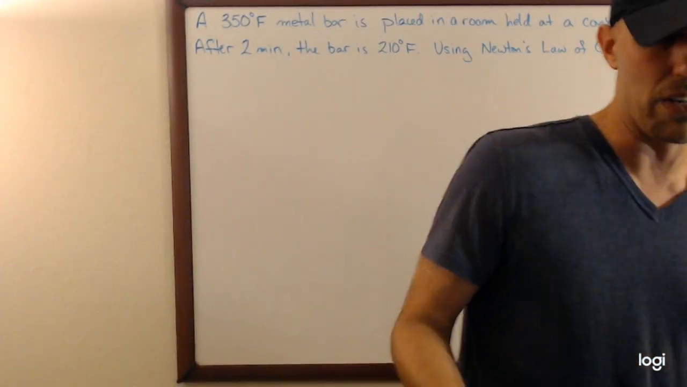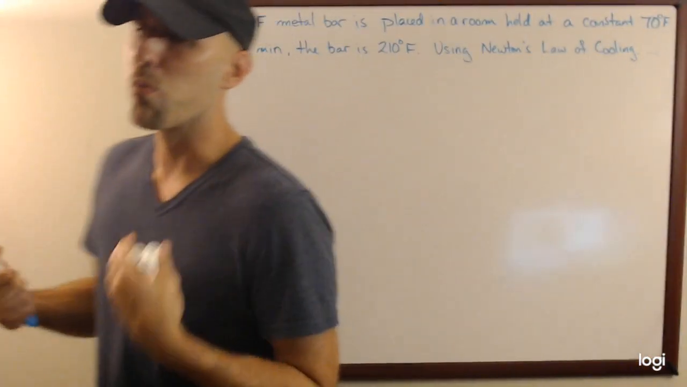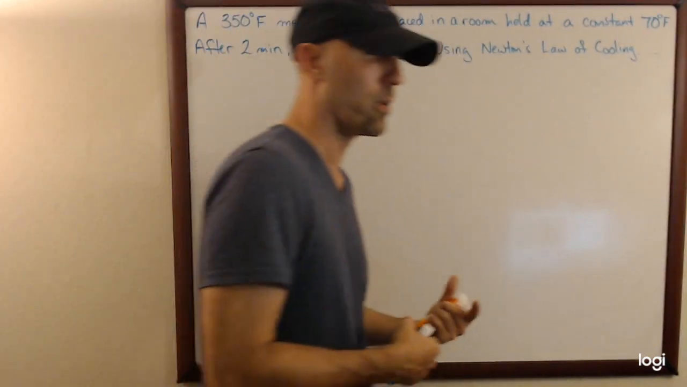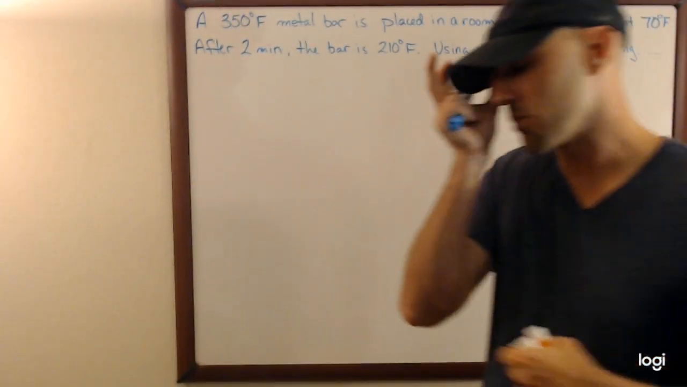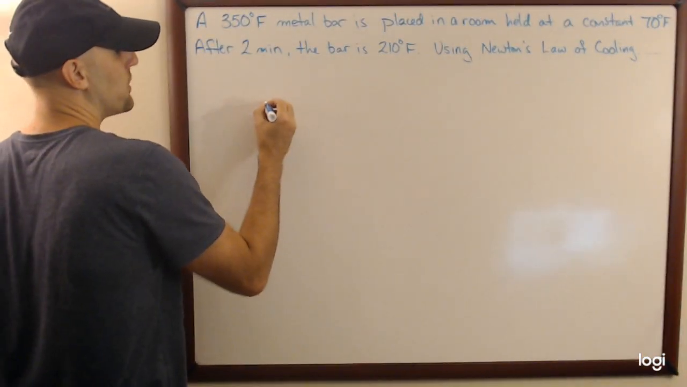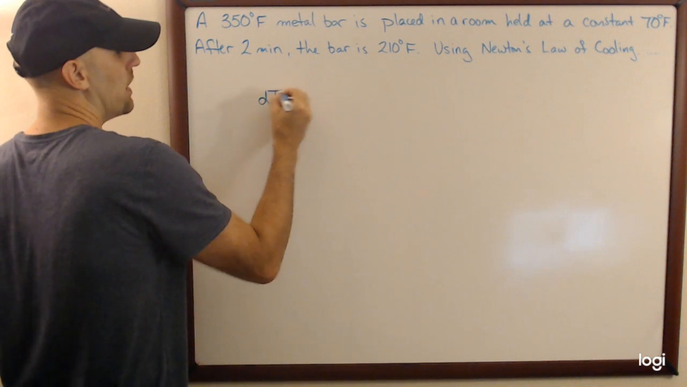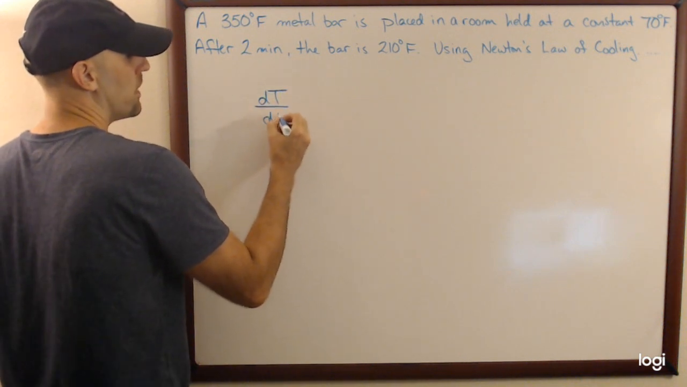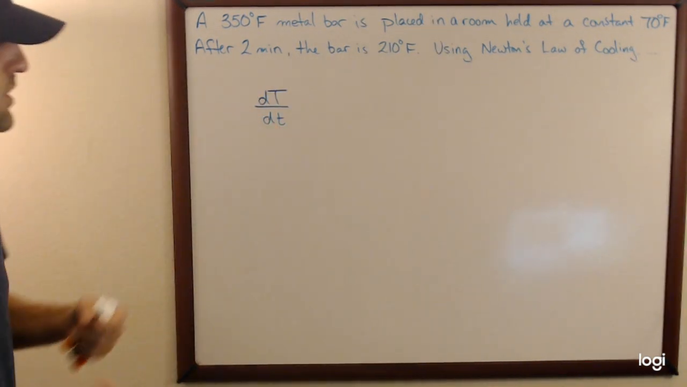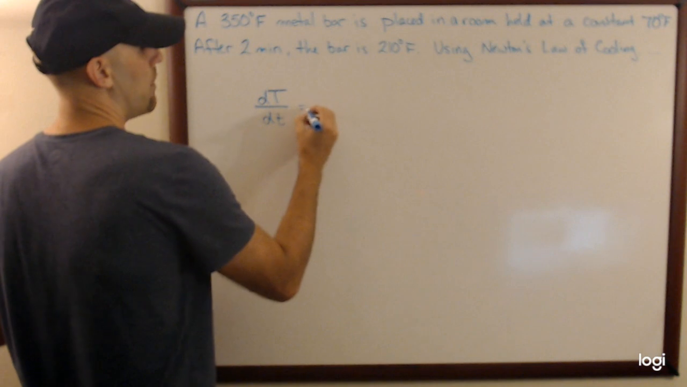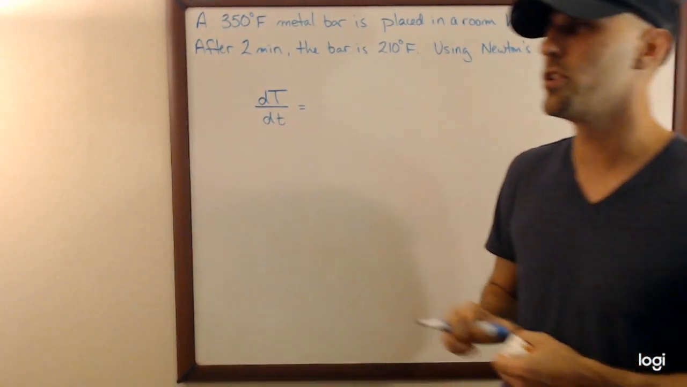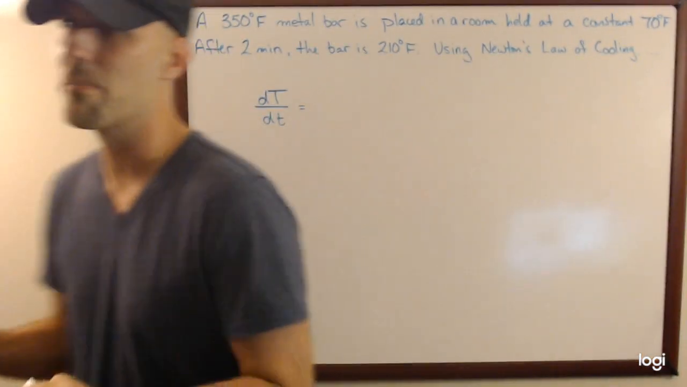And the equation is very simple. The rate at which the temperature is changing is directly proportional to the difference in temperatures. So let's see if we can write that down. The rate would be dT/dt. This is the change in temperature with respect to time, so it's the rate at which the temperature is changing. Directly proportional to means it is equal to a constant times something.